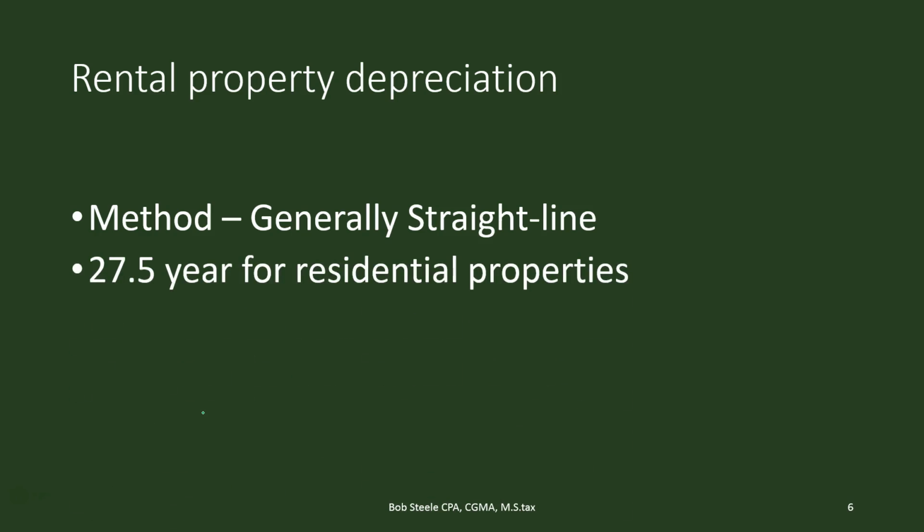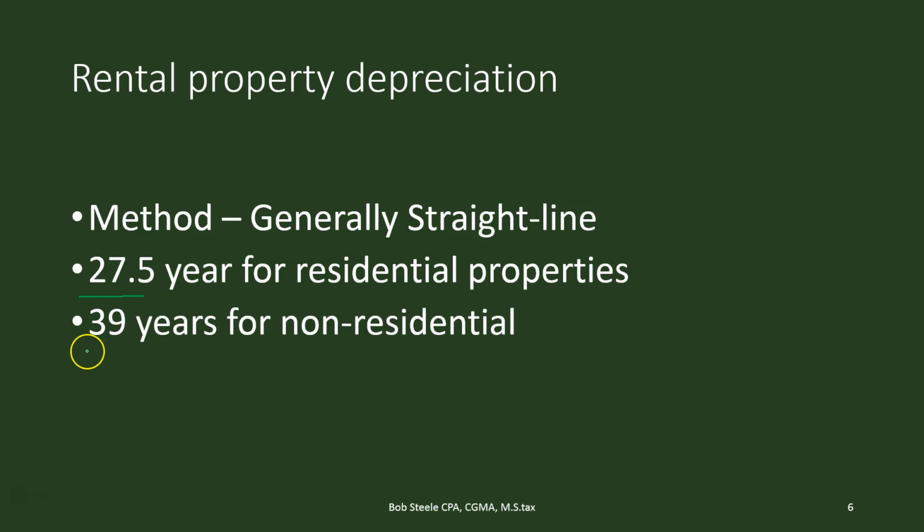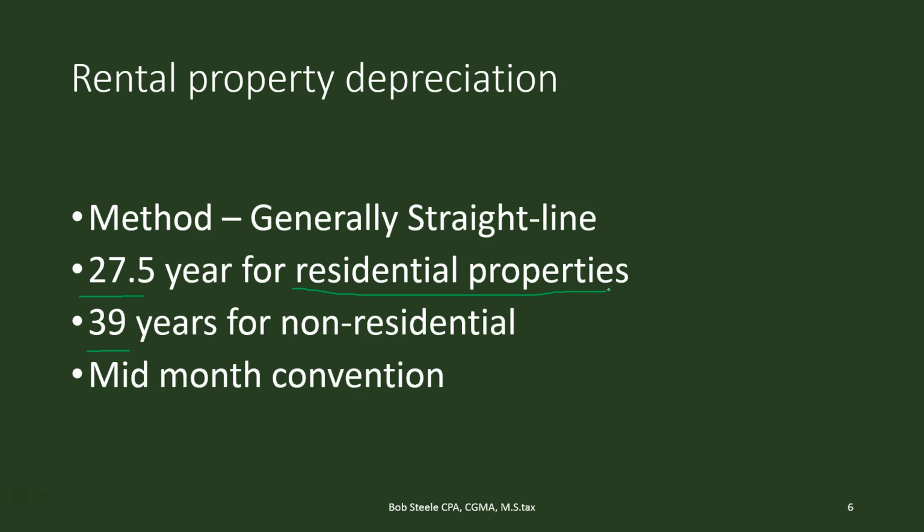If it's residential property, we're going to depreciate it over 27.5 years. If it's non-residential property, business type property, it's going to be depreciated over 39 years. And we're generally going to use a mid-month convention. So if we bought property for $300,000, and it was residential property, we would basically take that $300,000 divided by 27.5 years. That's how much depreciation we would have each year that we could expense and reduce our rental income by.